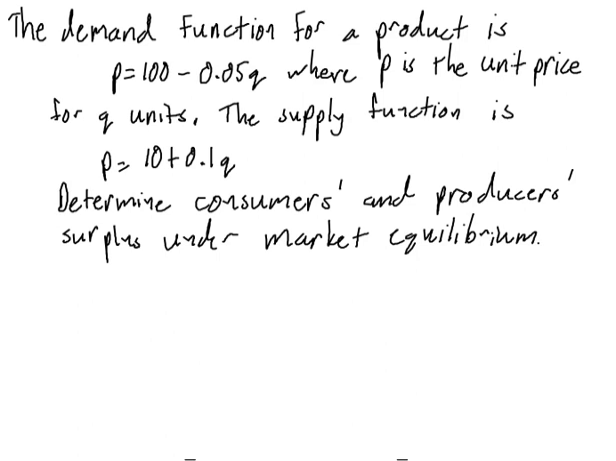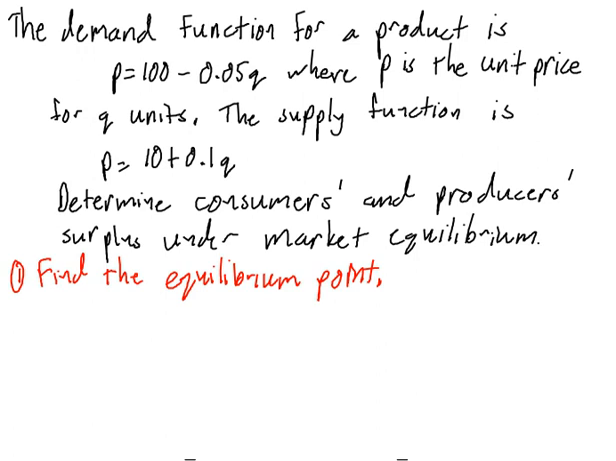For this one, the first thing we have to do is find the equilibrium point. Remember, the equilibrium point is where supply equals demand. So we set our demand and supply equations equal to each other and then solve that equation. We have 100 minus 0.05Q equals 10 plus 0.1Q.